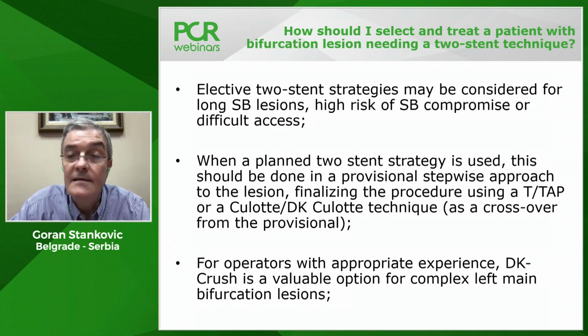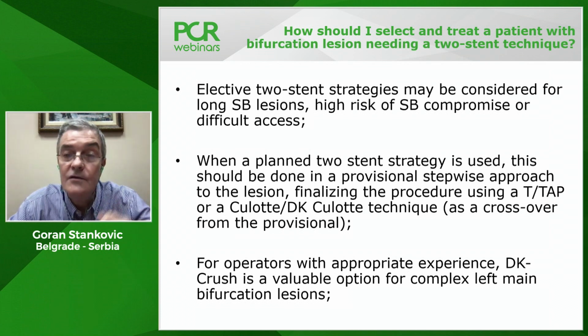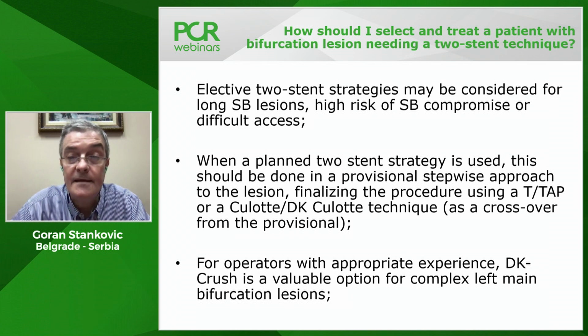Strategy depends on the estimated risk of losing the side branch, so we can do it either as a provisional or inverted provisional, adding layers of complexity and finalizing with T, TAP or culotte, depending on the anatomy, angulation, vessel size discrepancy and personal preference. Or we can do DK crush, especially in case of the left main, because we have data from clinical trials.